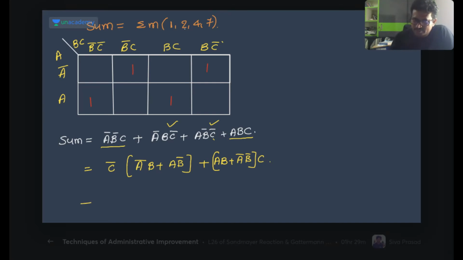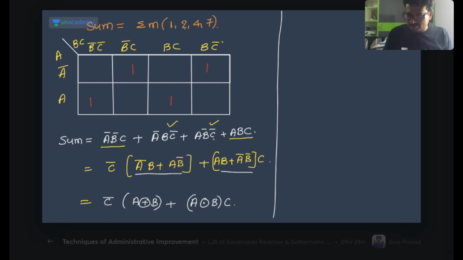Yes, so you can remember this operation as: this is C bar into A XOR B, and whatever this is, A XNOR B into C, A XNOR B into C. So finally I can write the expression as A XOR B into C bar plus (A XOR B) whole bar into C, isn't it? XNOR means XOR complement.